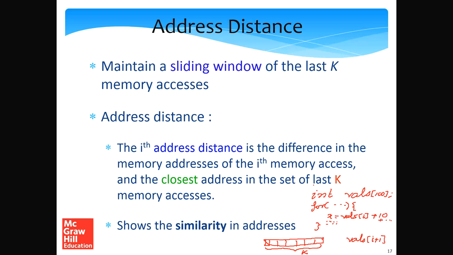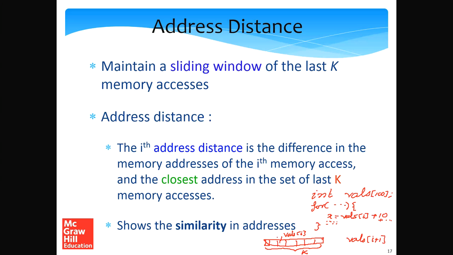So in the last k accesses, depending on the value of k, if it's well chosen, I'll definitely find vals I in here, and this will be the closest memory address to vals I plus 1. So the difference between the addresses is the size of an integer, which in most systems is 4 bytes. So this will be the closest, so the address distance will be 4.